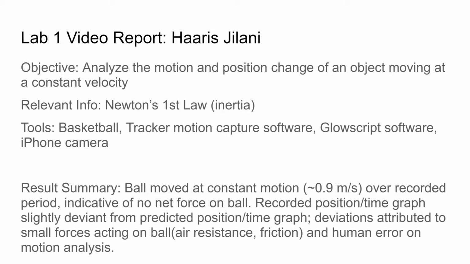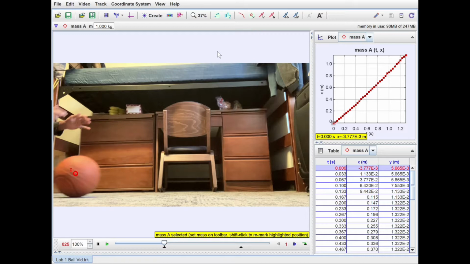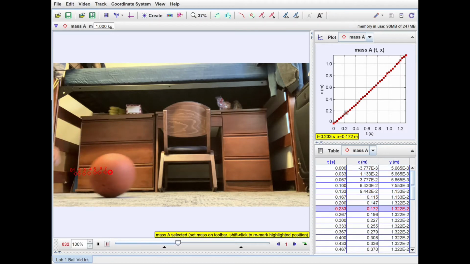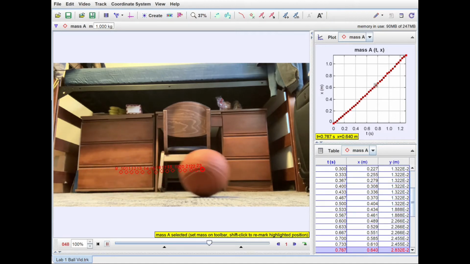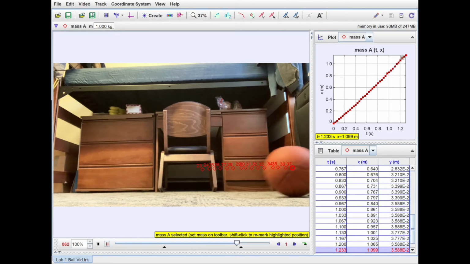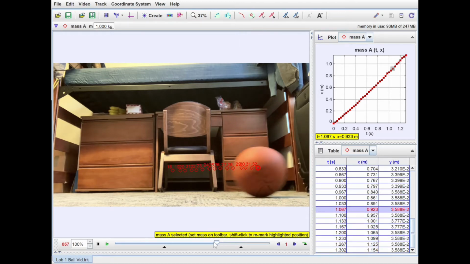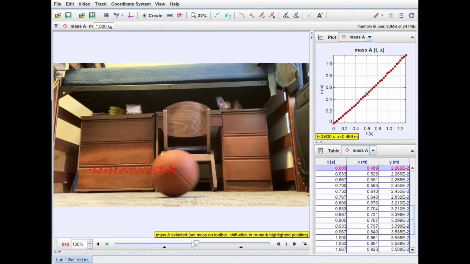There were some slight deviations between the predicted and the recorded times, which can be attributed to some small forces acting upon the ball and human error in the motion analysis. Here you can see the motion analysis on the Tracker app. A basketball has a diameter of about 24 centimeters, so I set the measuring stick as 0.240 meters. The red dots represent the center of mass of the ball as it moves across the floor, and to the right you can see the position versus time graph as both a graph and in a table.